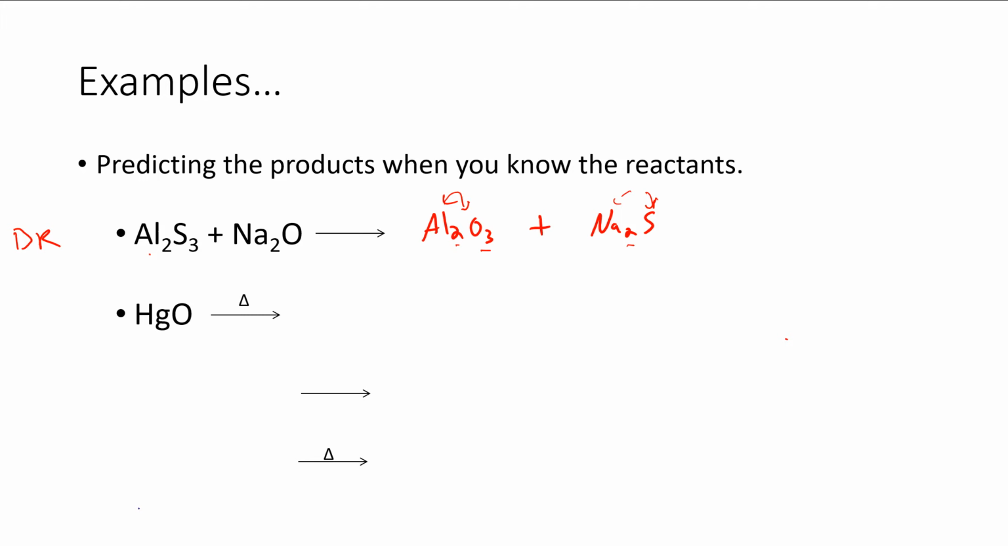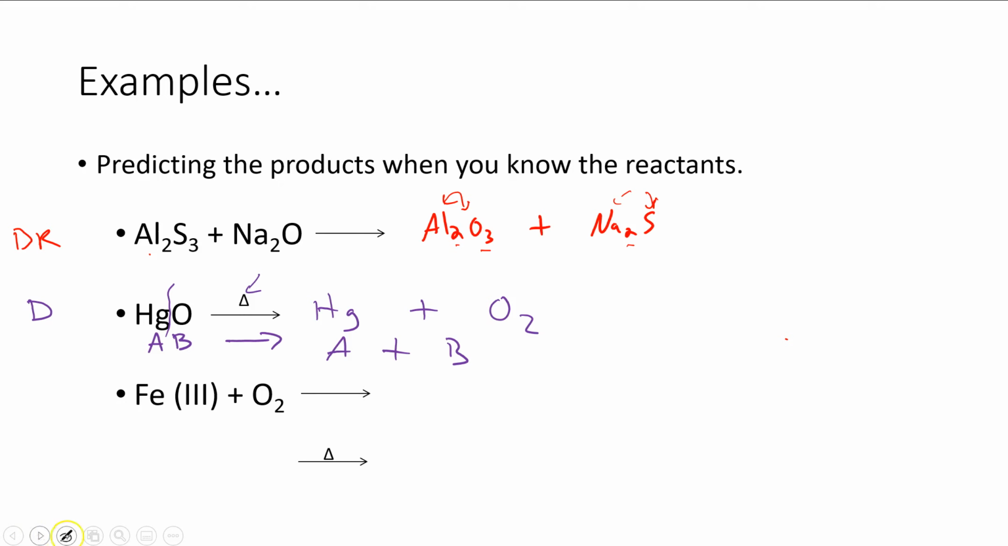All right. So what I have here in this next one is just a single compound, right? So this looks like an AB, right? Now, what could happen to a single compound? Well, it could decompose, right? So this is going to be a decomposition reaction, in which case I would expect to split this compound up into its individual parts, mercury and oxygen gas, right? Because our pattern is AB, the compound, splits up into A plus B. Now, that little triangle just means I had to apply some heat to make that happen.